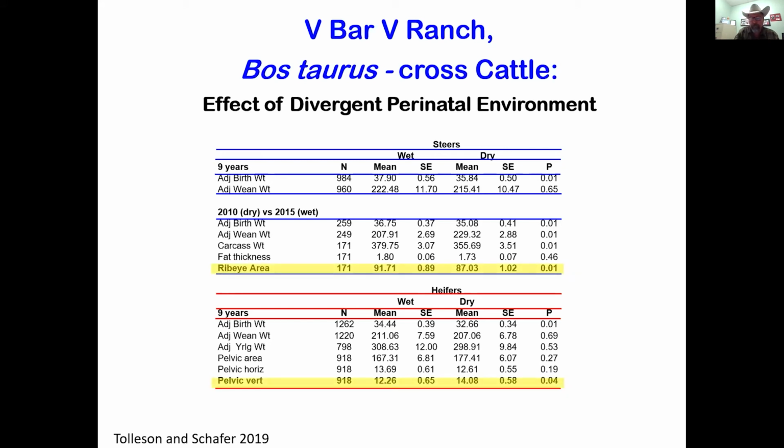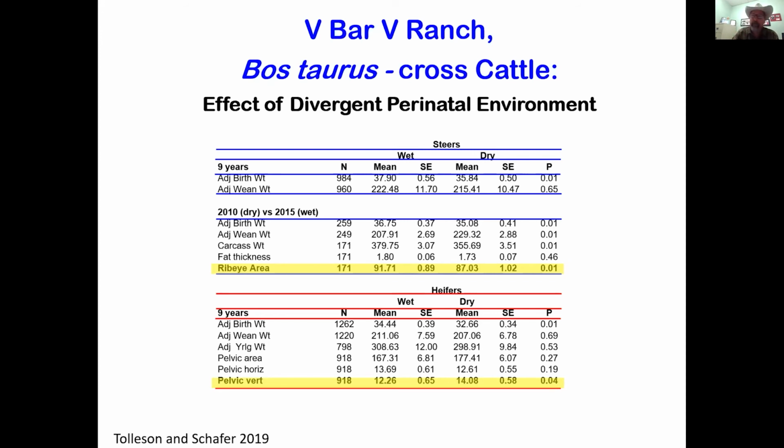And if you look at the highlights here, we had less ribeye area on those calves produced during the dry periods than during the wet, less product to sell. On the heifers, we had less pelvic, vertical pelvic area, less room for that calf to be born out of throughout her lifetime. So it's not just about right now.